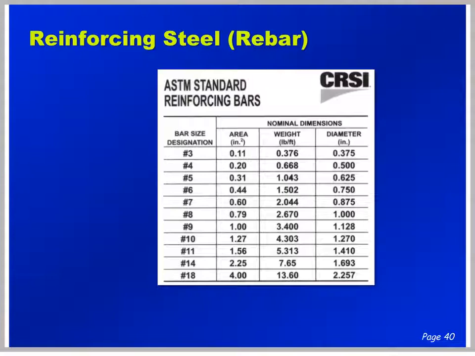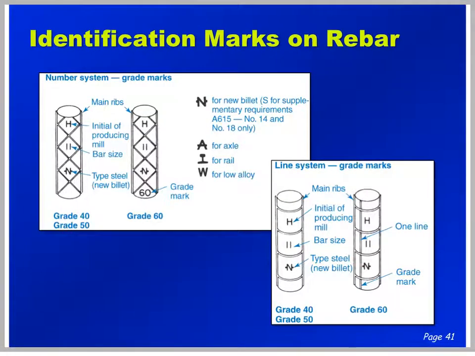Rebar is designated in 1/8-inch intervals, starting with a number 3, which is a 3/8-inch bar, up to a number 18, a 2 1/4-inch bar. This chart gives the area, weight, and diameter for each bar designation. Rebar has markings on it designating its grade, 40, 50, or 60 KSI, the mill that it came from, and the bar size designation.